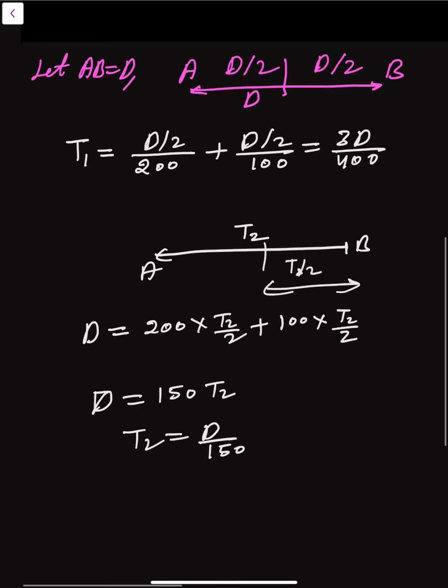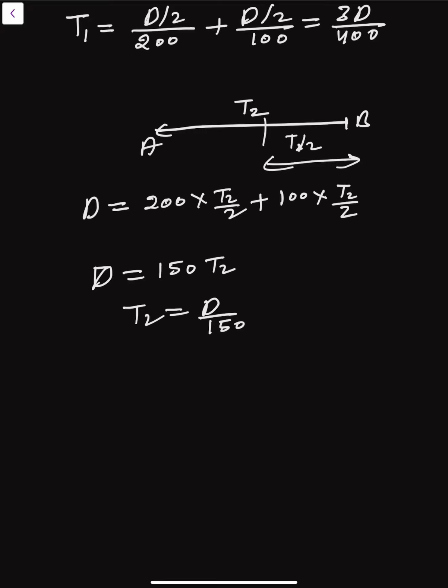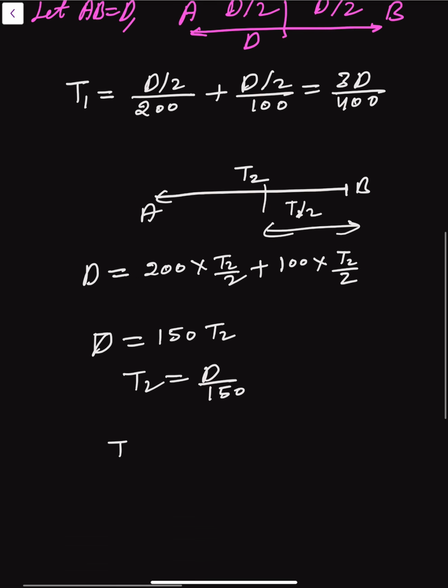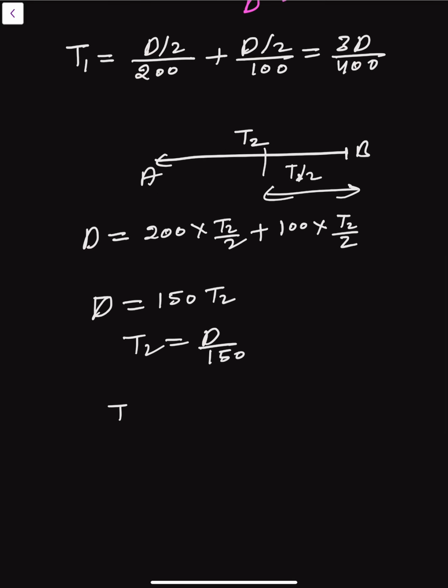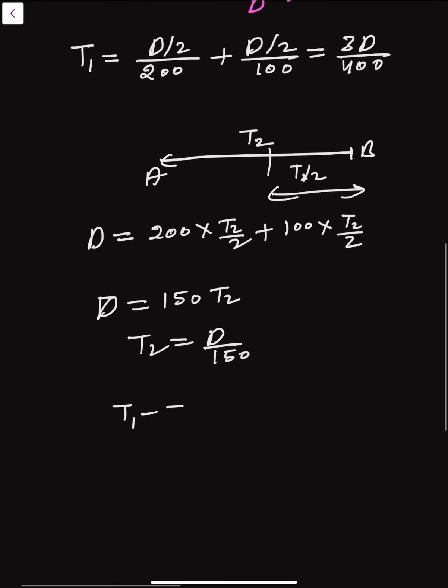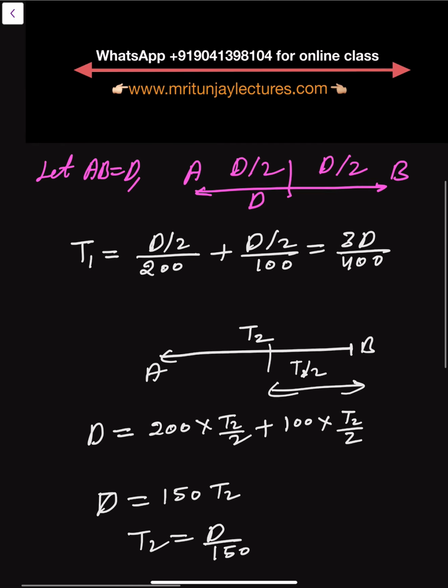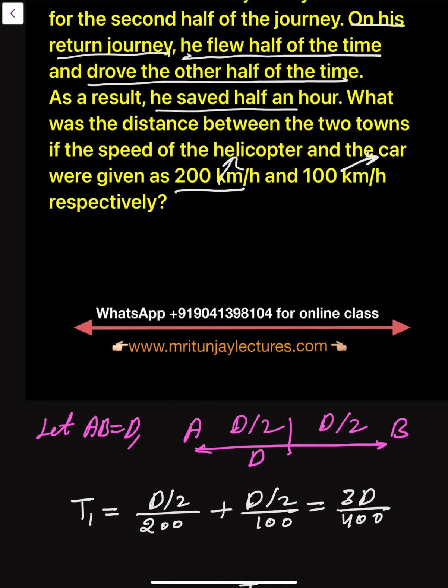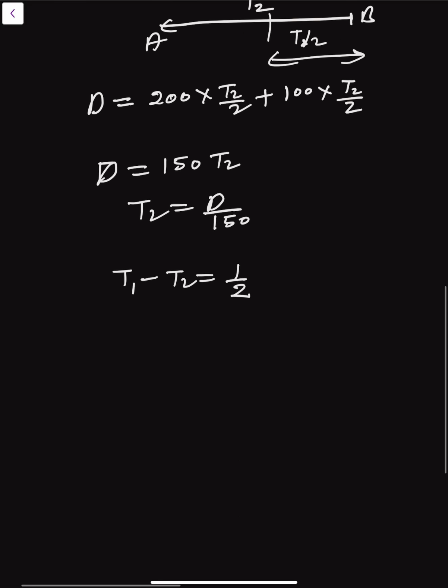Clear? According to the question, he saved half an hour. So T1 is basically 3D by 400 and T2 is D by 150. So T1 minus T2 is given as half, clear? Half an hour. He saved half an hour. What is the distance as a result? So T1 is basically 3D by 400 and T2 is basically D by 150, and this is equal to half.